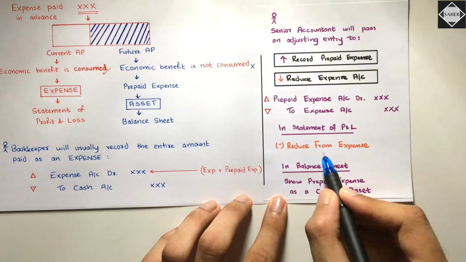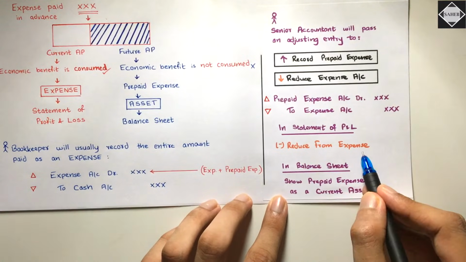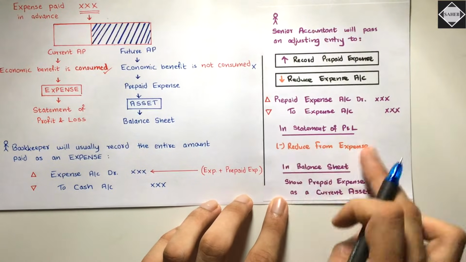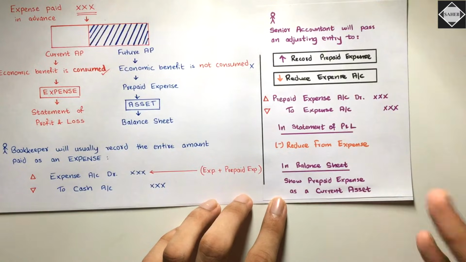From the rent, you have to reduce 2 months' rent, reduce from expenses. Okay, prepaid expense is reduced from expenses. Is that clear? In the statement of P&L. Don't worry, we'll see this happening in the example.